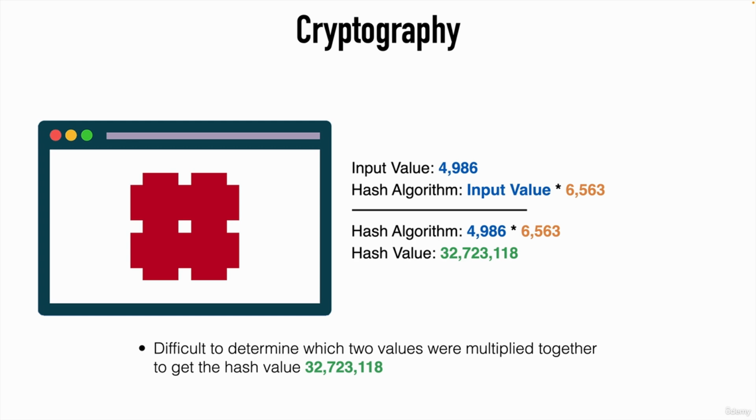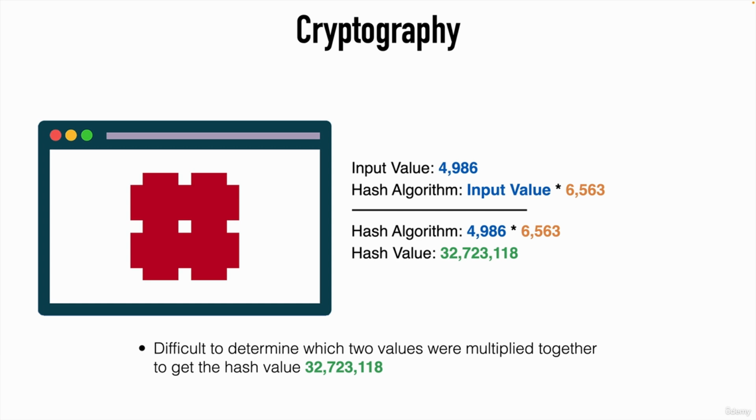It would be difficult to determine that the hash value of 32,723,118 came from multiplying together the two numbers 4986 and 6563. And that's because there are many potential multipliers which could have given us this exact same output. Now, with enough time, it is possible to compute and create a list of every potential pair of numbers that would be factors of this output.